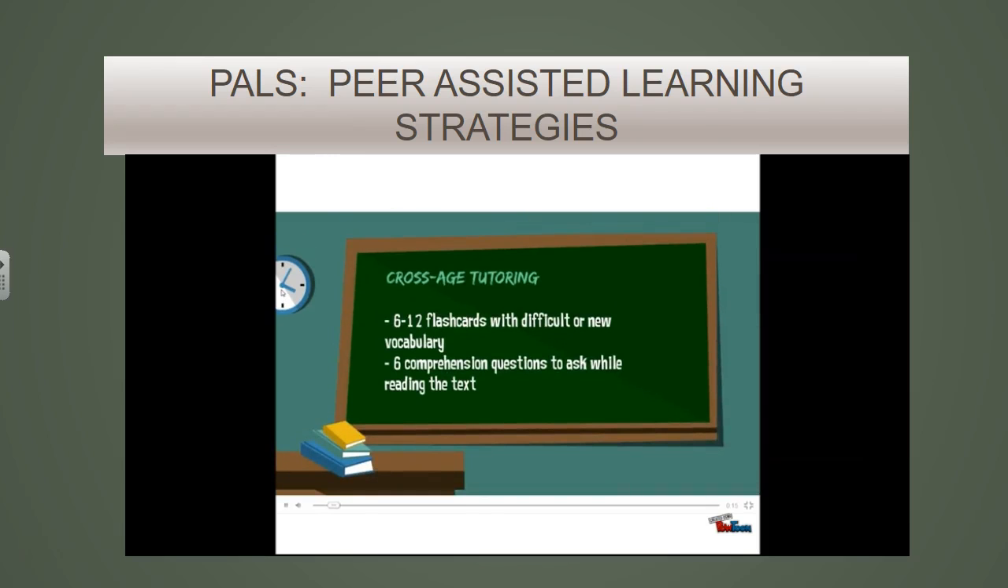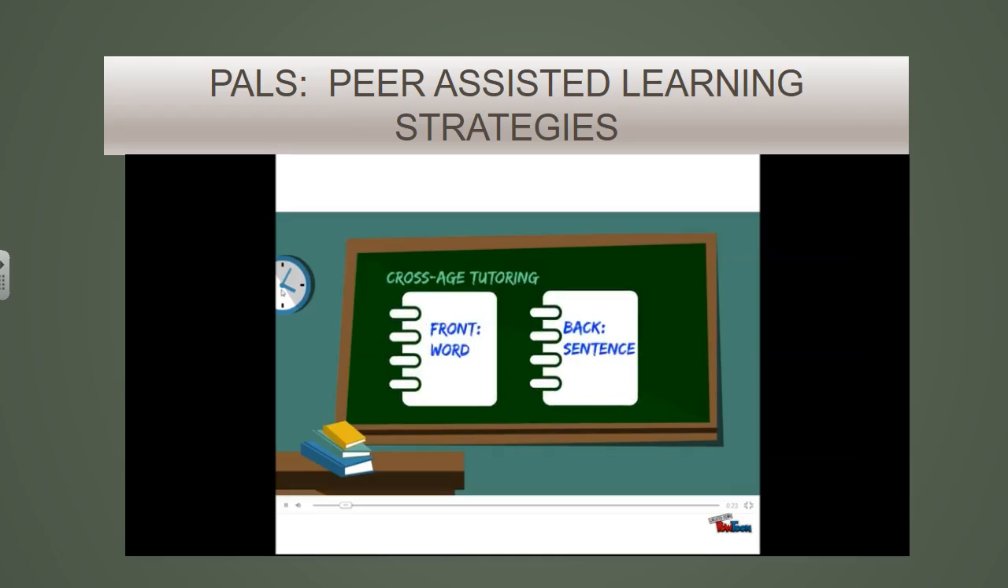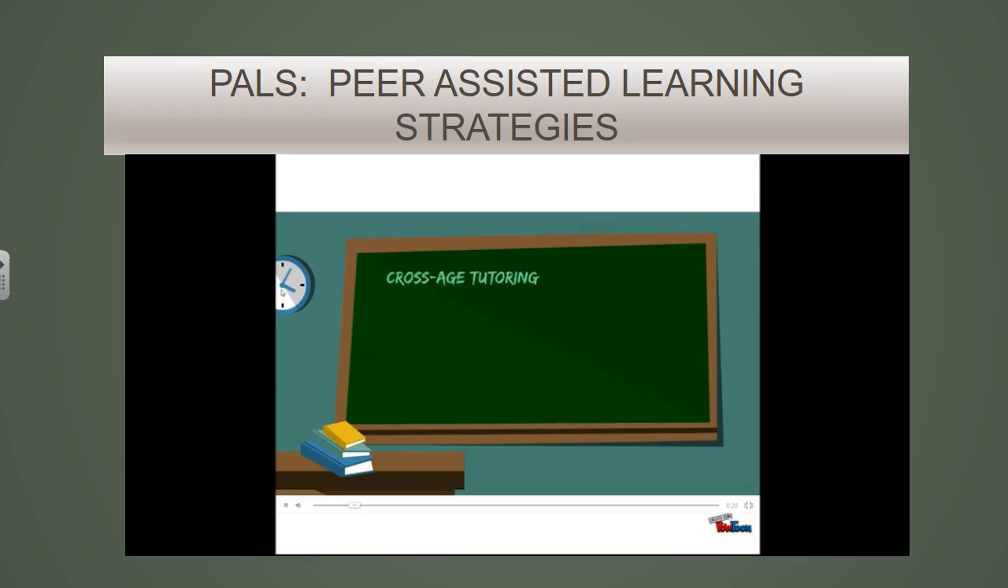They would then select 6 to 12 vocabulary words that they thought might be difficult for a 1st grader to read or understand. Taking this list of words, they would produce them on flashcards, printing the word on one side and a sentence that contained it on the back.